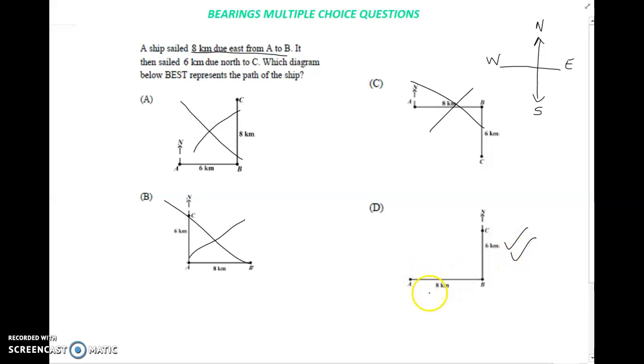So a ship sailed 8 kilometers due east from A to B, you see it here, and then it sailed 6 kilometers due north to C. Right? So very easy, very common question that you'll see popping up, right?